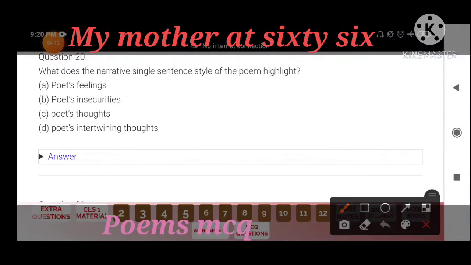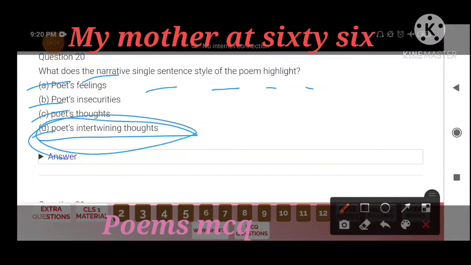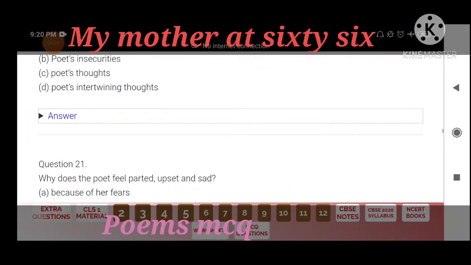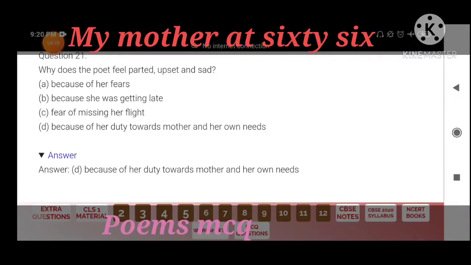What does the narrative single sentence style of the poem highlight? Poet's feeling, poet's insecurity, poet's thought, and poet's intervening thoughts. The answer is poet's intervening thought, how he thought about her duty and her responsibility towards her mother.